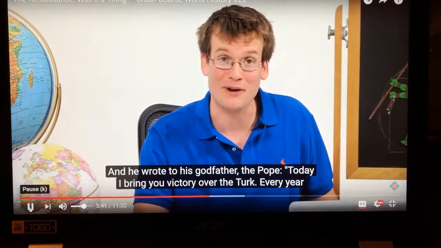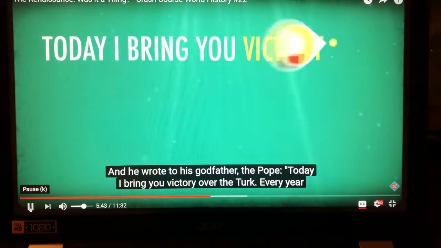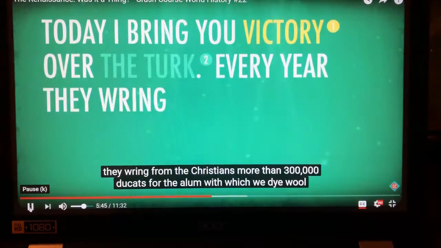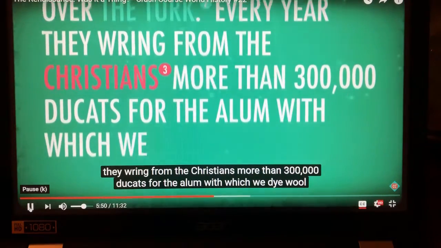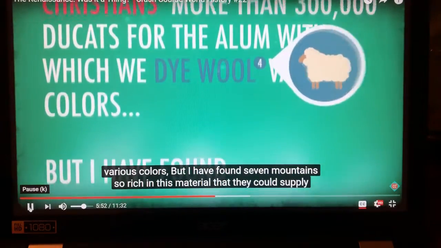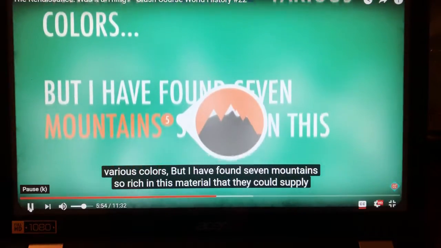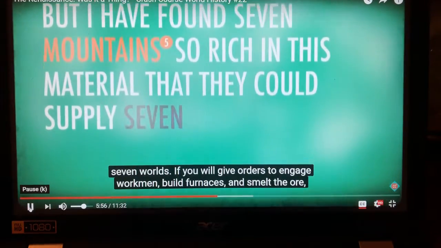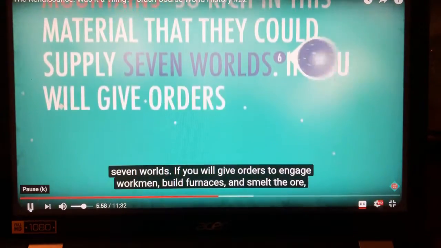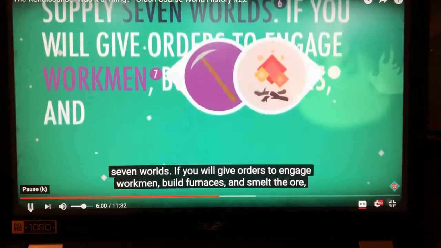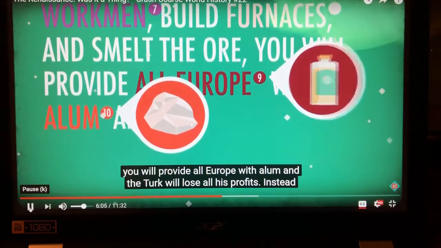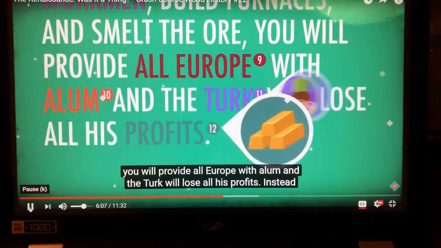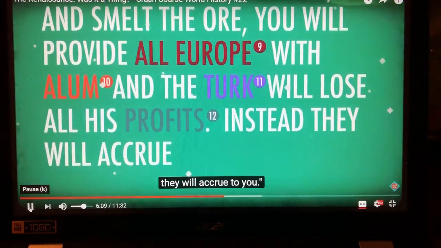And he wrote to his godfather, the Pope, "Today I bring you victory over the Turk. Every year they wring from the Christians more than 300,000 ducats for the alum with which we dye wool various colors, but I have found 7 mountains so rich in this material that they could supply 7 worlds. If you will give orders to engage workmen, build furnaces, and smelt the ore, you will provide all Europe with alum, and the Turk will lose all his profits. Instead, they will accrue to you."